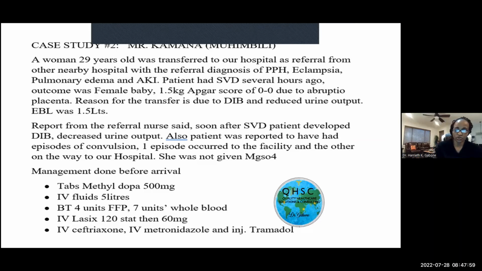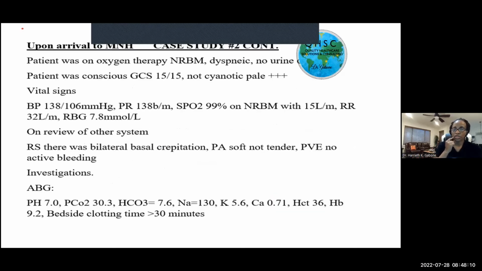Lasix was given 120 in the beginning, and then 60, and then other medication, the antibiotics and the tramadol was given. So when the patient arrived at Muhimbili, the patient was on non-rebreather, and then of course difficult breathing, no urine. Patient was conscious. I think Glasgow score was 15/15. Patient was not cyanotic.